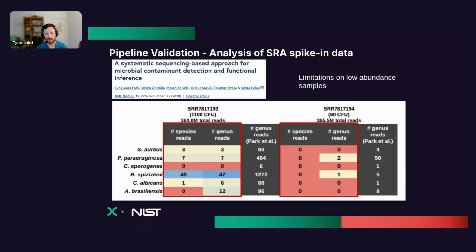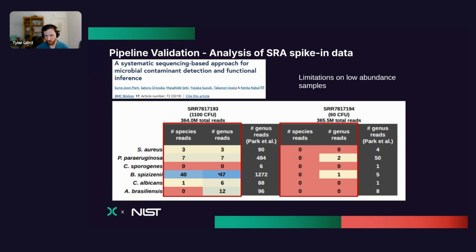One final pipeline validation analysis we can look at is the spike-in data that's available on the Sequence Read Archive. And so this data was uploaded from a study, a systematic sequencing-based approach for microbial contaminant detection and functional inference by Park et al. And they essentially took these compendial organisms, grew them up, and spiked them into mesenchymal stem cell cultures at either 1,100 CFUs or 60 CFUs.